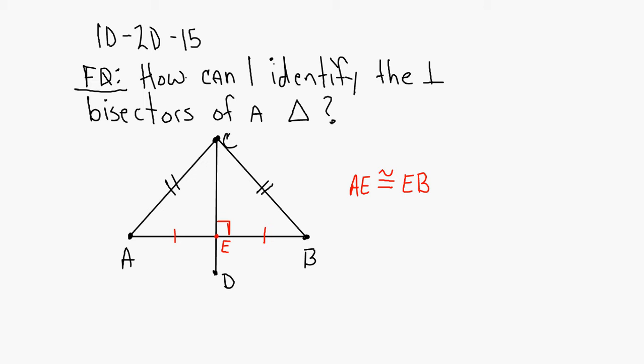And since point D is on the perpendicular bisector, what do you know about DB and DA? They're congruent as well. Very good. And that gets 3 hash marks. Any point on CD will be the same distance to A as it is to B. Okay?